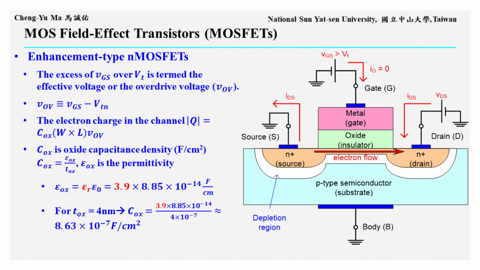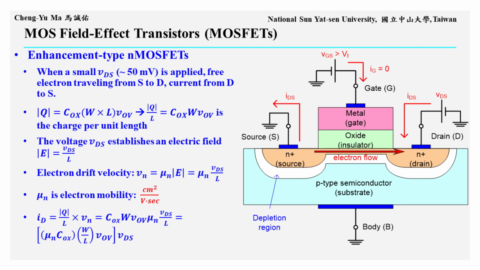Since capacitor charge follows Q equals C times V, the magnitude of the total channel charge is |Q| equals C_ox times W times L times V_OV. Here, C_ox is the oxide capacitance per unit area, with units of farads per square centimeter. C_ox equals ε_ox over T_ox, where ε_ox is the oxide permittivity and T_ox is the oxide thickness. For silicon dioxide, ε_ox equals ε_r times ε_0. If T_ox is 4 nanometers, or 4 times 10 to the negative 7 centimeters, then C_ox is about 8.63 times 10 to the negative 7 farads per square centimeter.